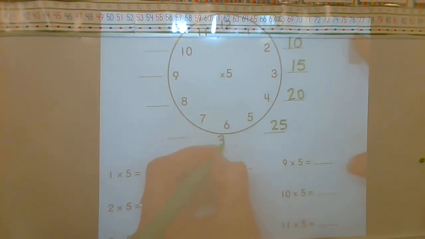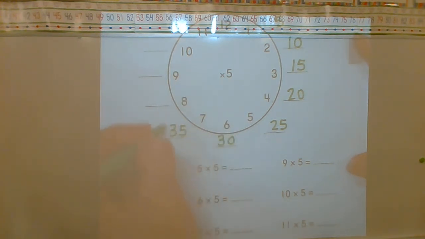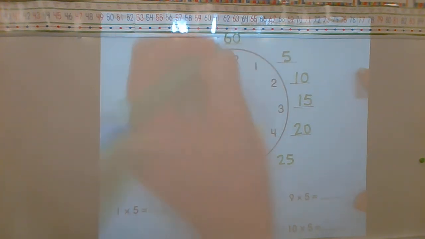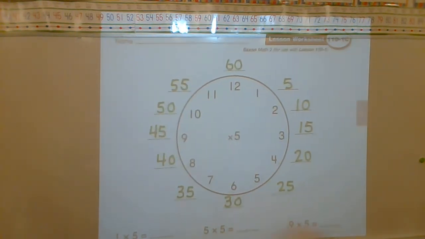25, 30, or half hour. 35, 40, 45, 50, 55, and an hour or 60. So you can see that we can use the clock face to practice counting by fives, counting and multiplying by fives.